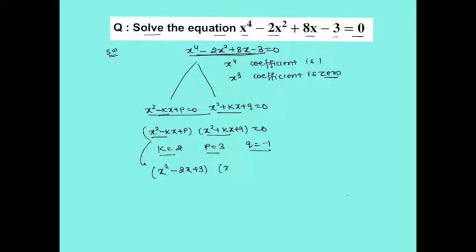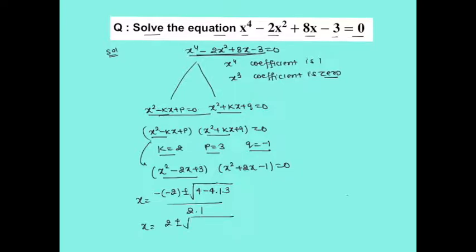Another factor is x square plus 2x minus 1 equal to 0. So from this equation, x value will get as minus of minus 2 plus minus root over b square, that is 4 minus 4, a is 1 and c is 3 divided by 2, a is 1. So x equal to will get as 2 plus minus root over 4 minus 12 divided by 2.